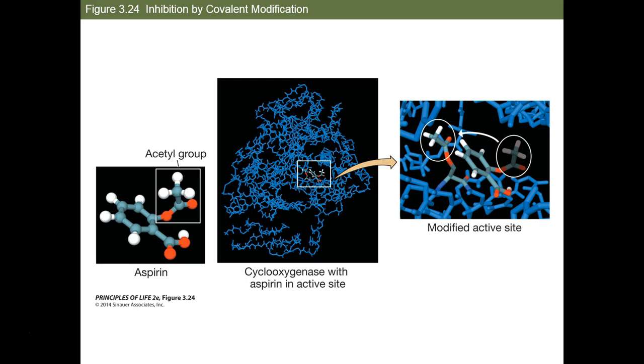Here on the left, we have a picture of aspirin. The middle picture is showing aspirin binding to the active site of cyclooxygenase. When it binds to that active site, it's effectively taking this enzyme out of commission, reducing pain and inflammation in the process.